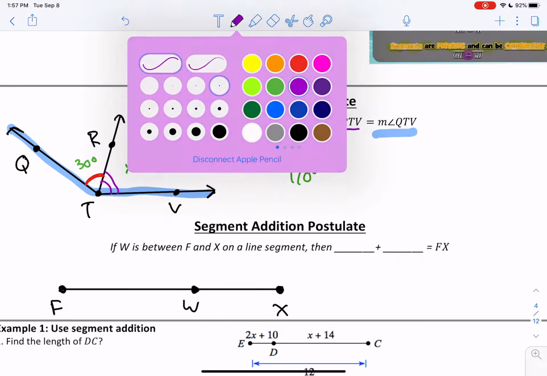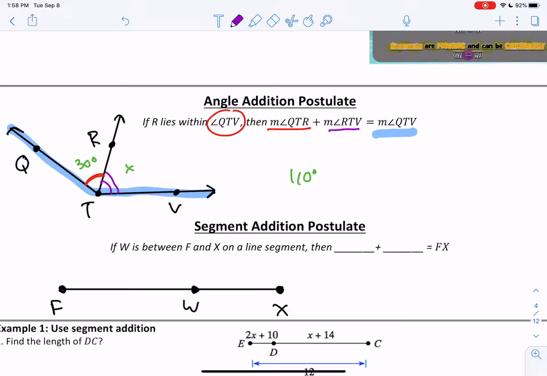The exact same thing is going to be true down here for the segment addition postulate. I've got FX, this entire line segment here, from F all the way to X. FW right there is part one. WX right here is part two. And I'm going to take part one plus part two, and it's going to equal the entire thing. So FW plus WX equals FX.